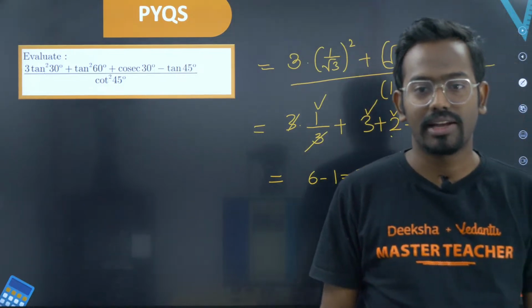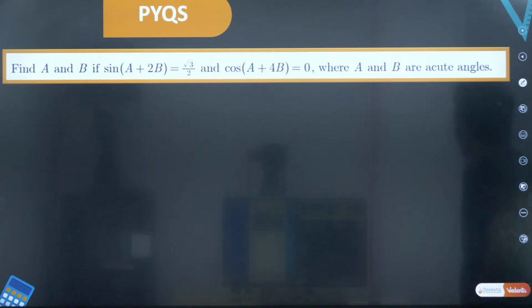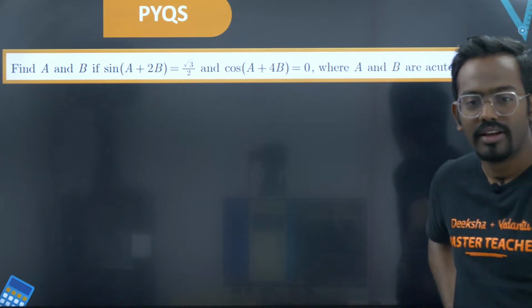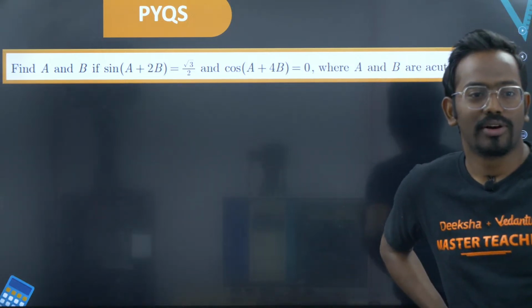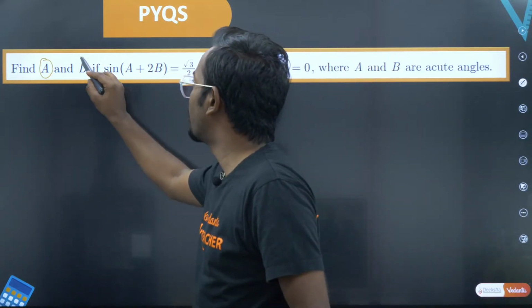Yes? Okay. Let's take up the next question. This is a very interesting question. I'll see who will solve this question. The question says find A and B. Your job is to find A and B. So A and B you'll have to find. Your job is to find what is A and what is B.